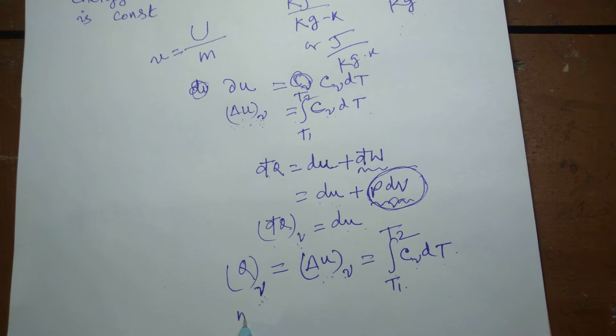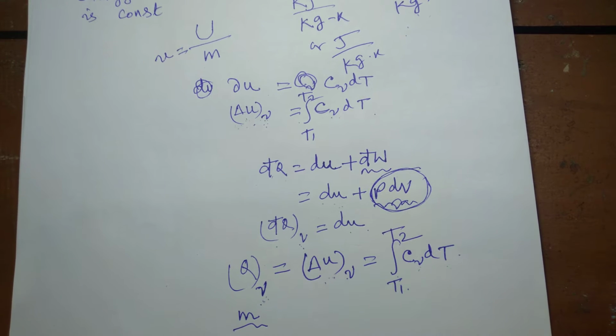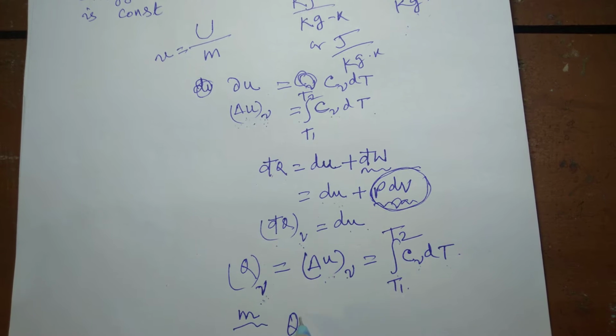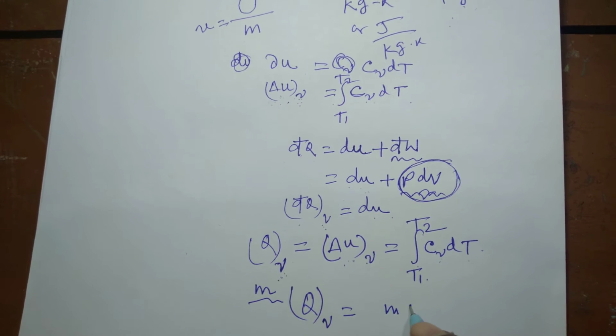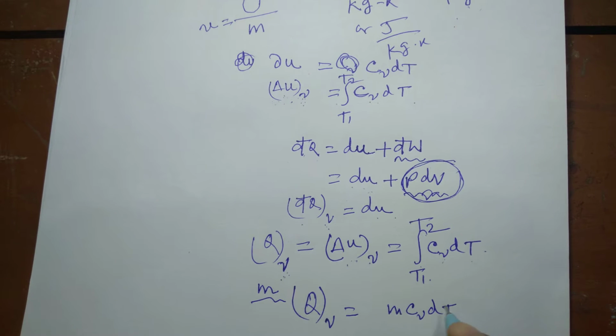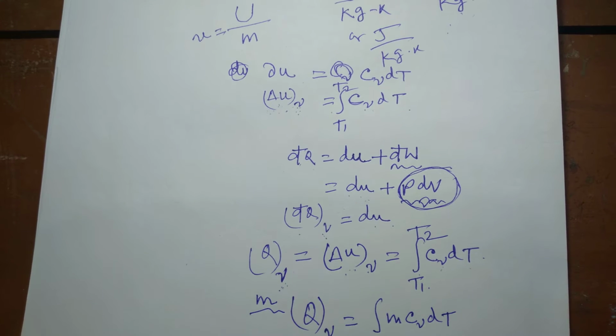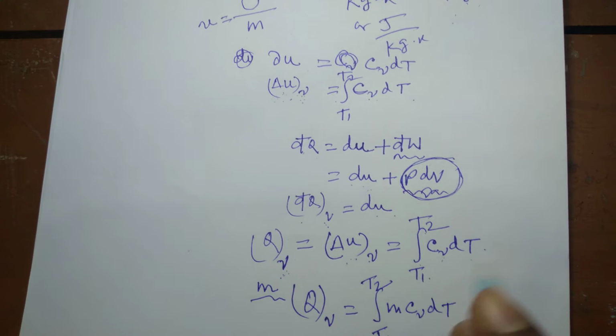Suppose the mass of the system is m. So what would this equation be? Q would be the integral of m cv dT, with the temperature limit from T1 to T2.